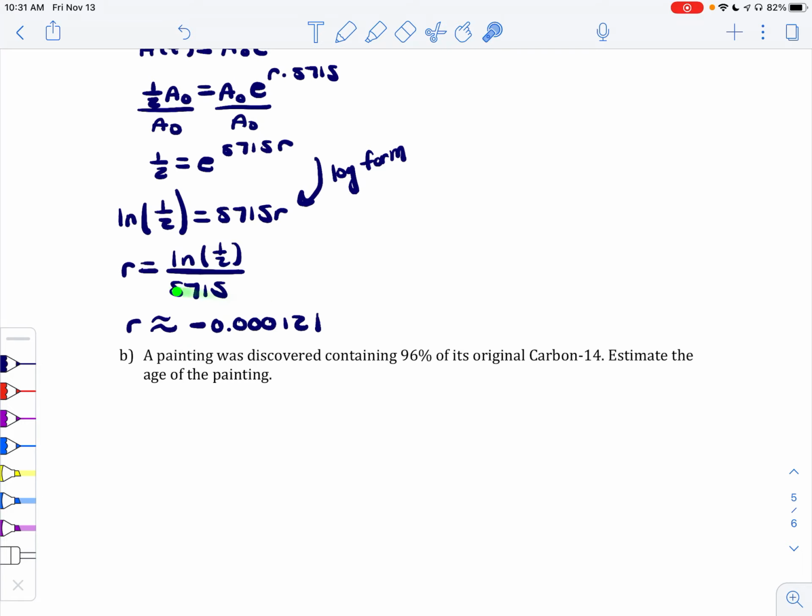Okay, and like I told you in the previous video, when you're solving for these rates, always make sure you keep plenty of decimal places, at least 5 or 6 decimal places, because the more you round, the less accurate your final answer is going to be.